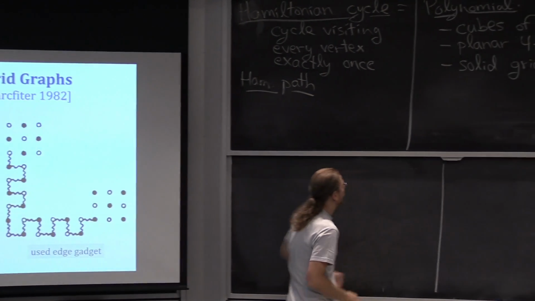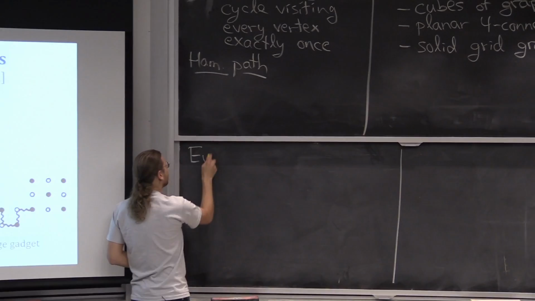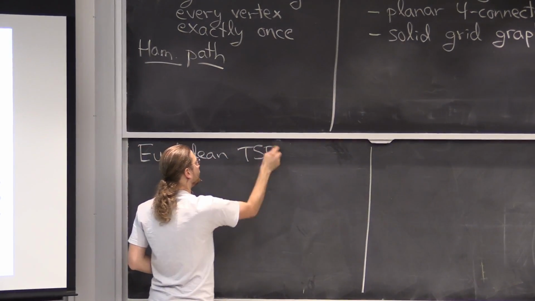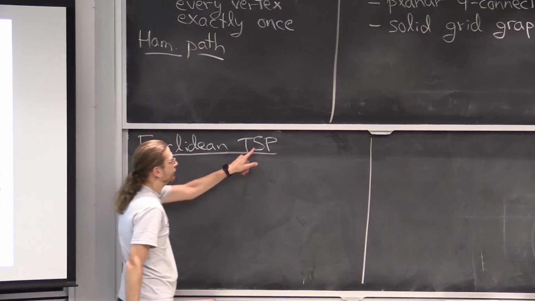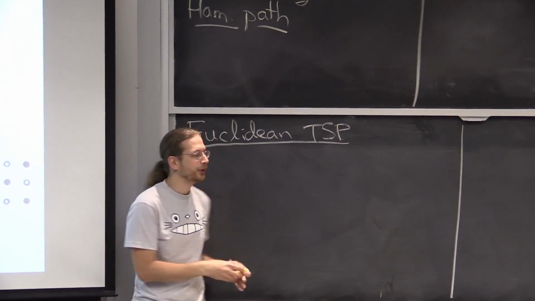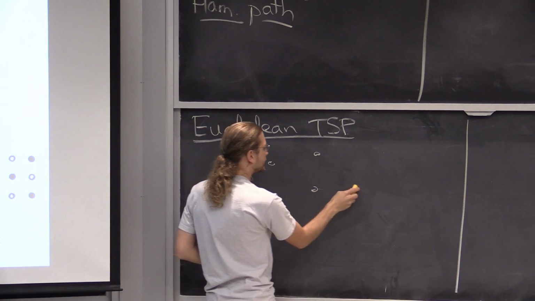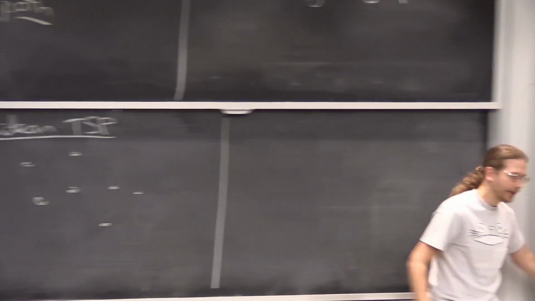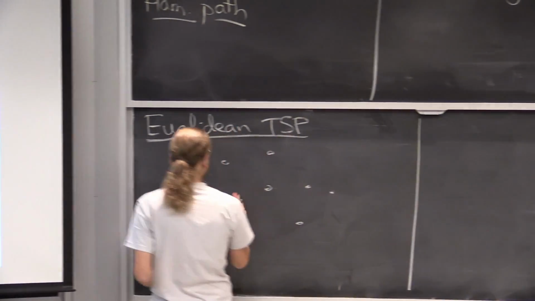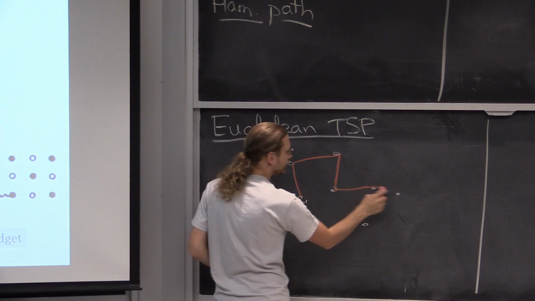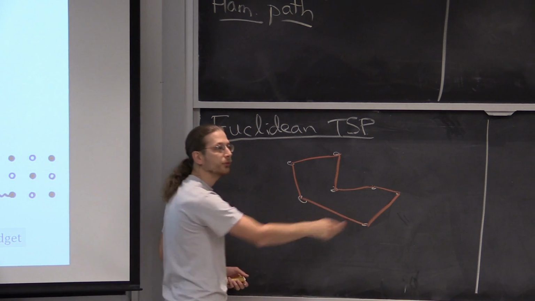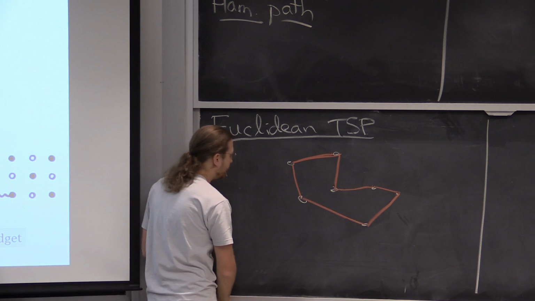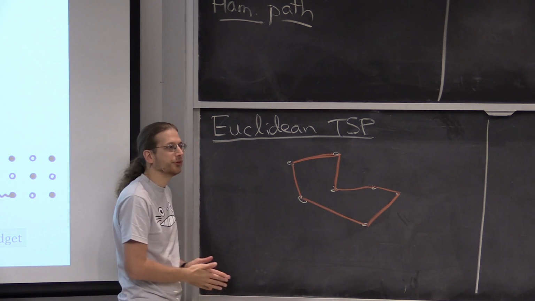Okay, so here's another problem. Euclidean TSP. Traveling salesman problem. You're given a set of points in the plane. Better not make it too big because this is NP hard. And I want to find a tour that visits every point exactly once and has minimum total length, Euclidean length. So it's the usual notion of length. I claim this is NP hard.